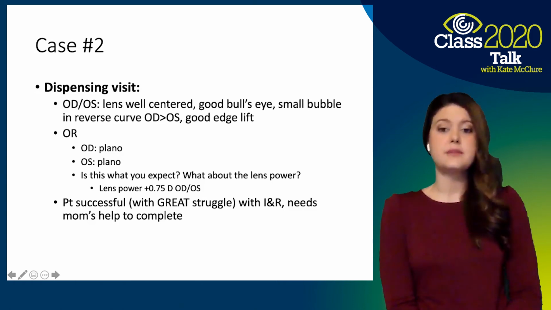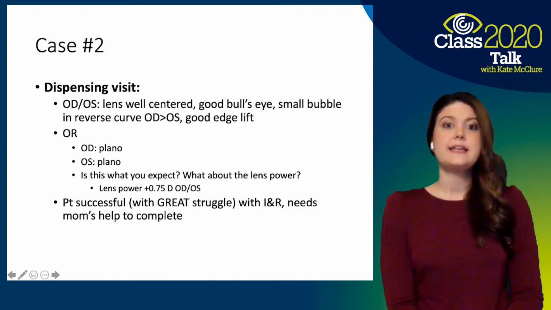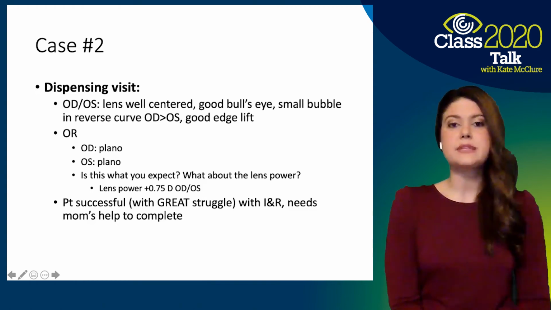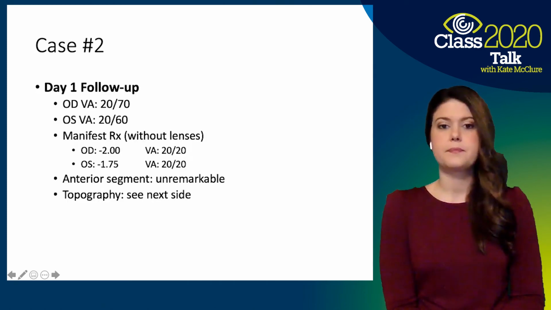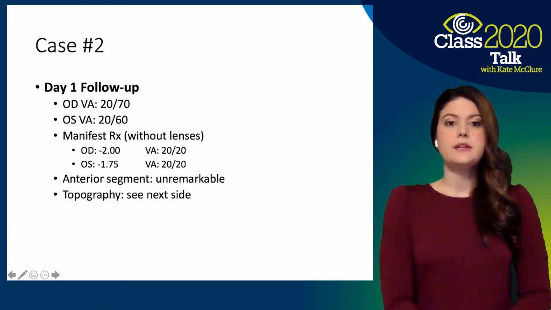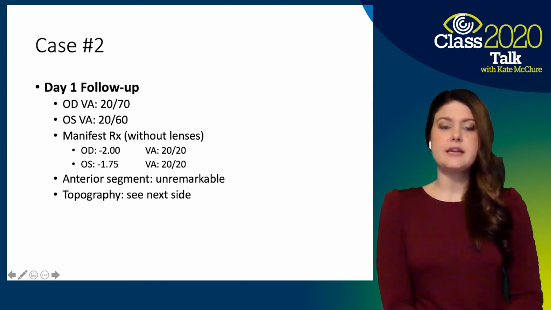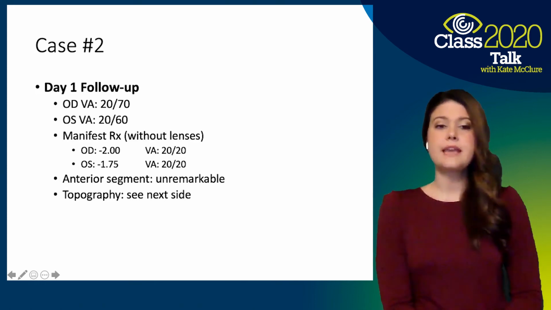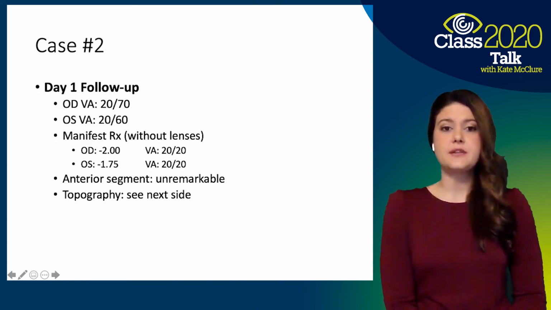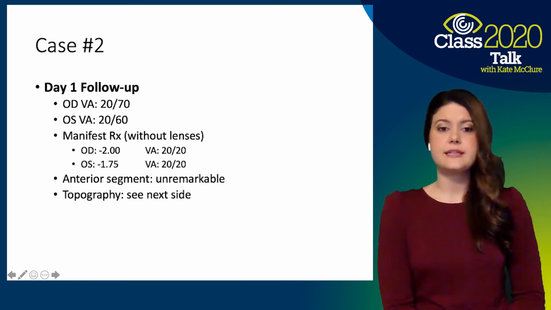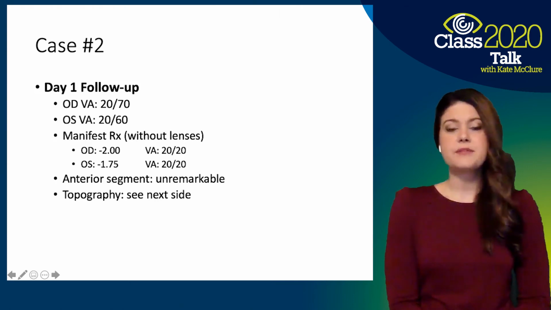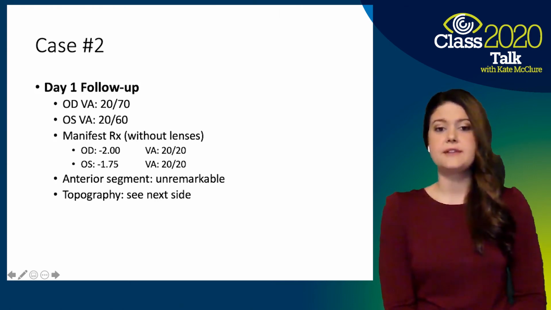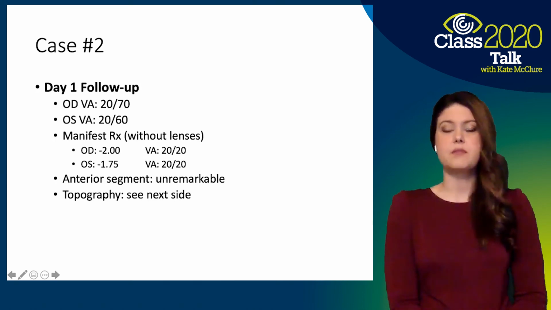Now the patient is able to insert and remove the lenses. He does have a lot of struggle, but he's able to complete successfully with mom's help. Okay, so I dispense the lenses and I see him back first thing the next morning. Day one, he's 20/70 in the right eye, 20/60 in the left eye. And with my refraction, he's about a -2 in the right, 175 in the left. Easily corrects to 20/20.